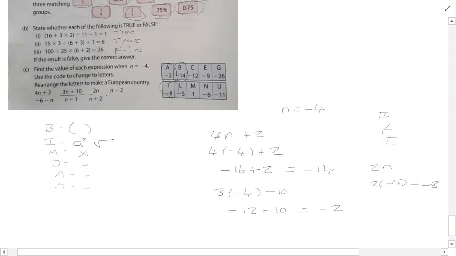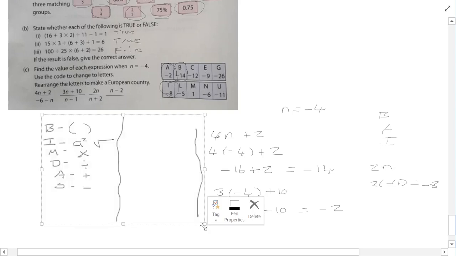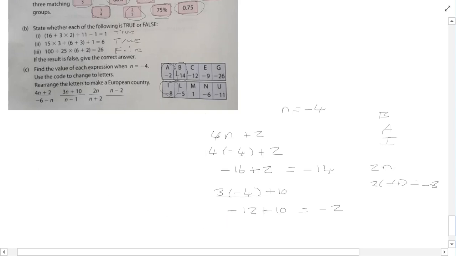The next one is going to be n minus 2. Actually, what we can do is get rid of this because we don't need it anymore, so it gives us space to work out the rest of them. So it's going to be n minus 2. That's going to be minus 4 minus 2, which is equal to minus 6. And n is our letter. So we have n. Okay, so that's that.